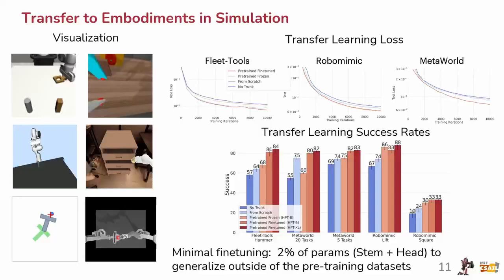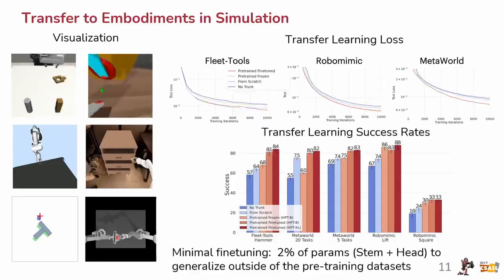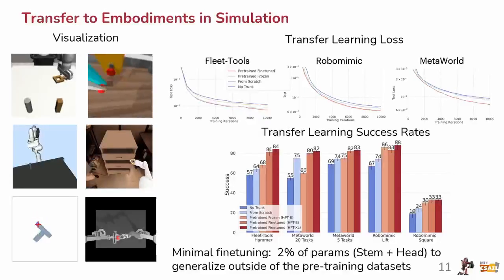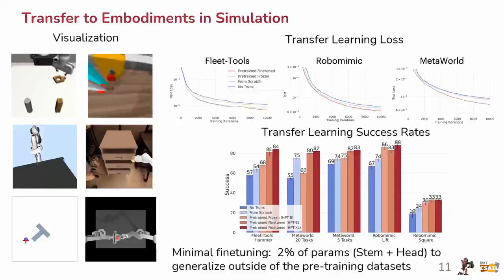We show improvements in transfer learning losses when using HPT trunks compared to models that do not utilize HPT trunks. In the figure, the HPT models shown in red outperform both the no pre-trained version and the no trunk version. Additionally, the larger HPT model achieves even better performance, highlighting the benefits of scaling the model in transfer learning scenarios.